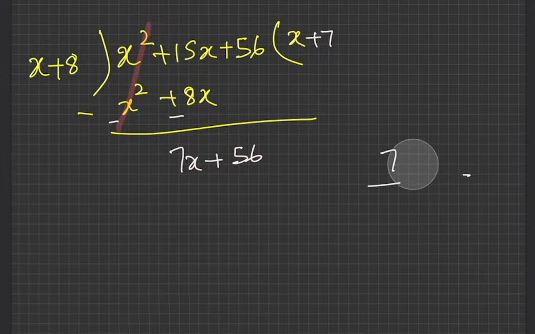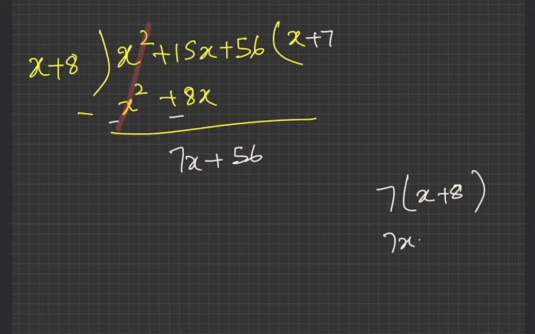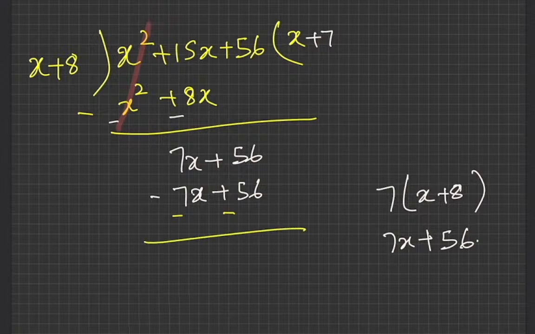So now 7 times x plus 8. So I have 7x plus 56. So very simple. I'm going to change the sign. So positive 7x becomes negative 7x. Positive 56 becomes negative 56. So they both cancel out.